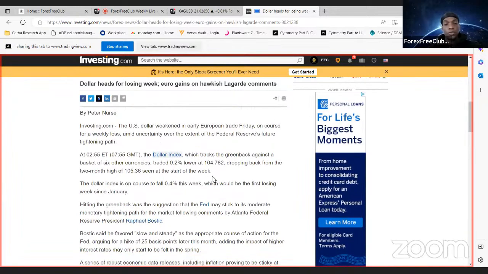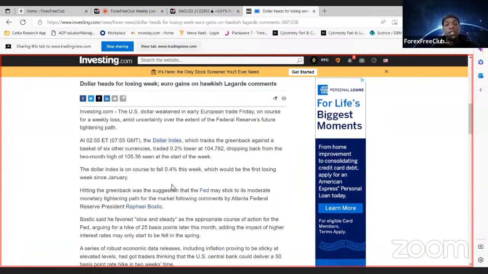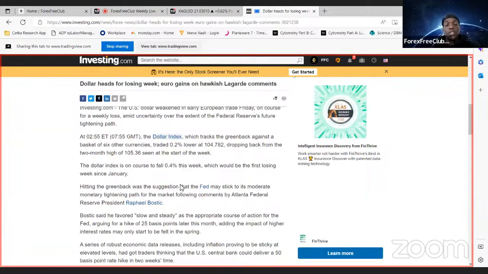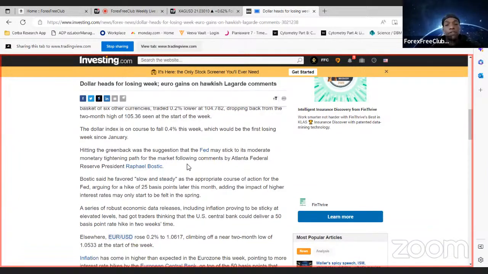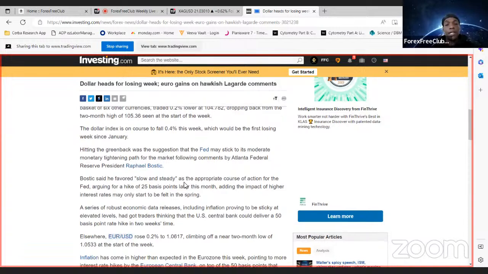The dollar index, which tracks the greenback against a basket of 6 other currencies, traded 0.2% lower at 104.782, dropping back from the 2-month high of 105.36 seen at the start of the week. Dollar index is on course to fall 0.4% this week, which would be the first losing week since January. Hitting the greenback was the suggestion that the Fed may stick to its moderate monetary tightening path for the market, following comments by Atlanta Federal Reserve President Raphael Bostic.